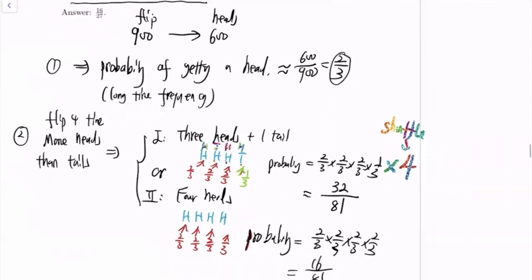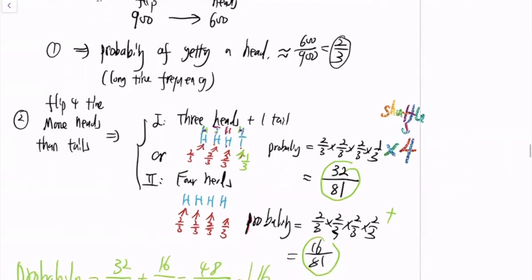Now finally, all you need to do is combine them together. So with the two cases combined, the final probability will be 32 over 81 plus 16 over 81, which is 48 over 81. And you simplify it, so this will be 16 over 27.